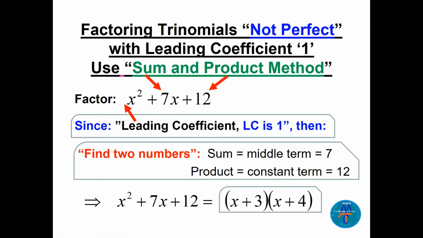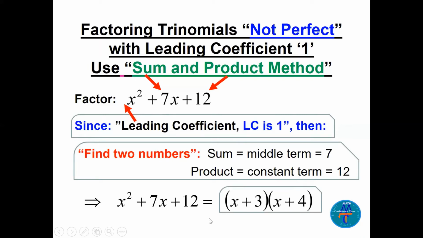In the middle here, the coefficient of the x is the sum, and the product here is the last number, the constant. So try to think in your mind, find 2 numbers, their sum is 7 and their product is 12. These numbers are 3 and 4. So I write x plus 3, x plus 4. See, if you multiply this, you get the question.